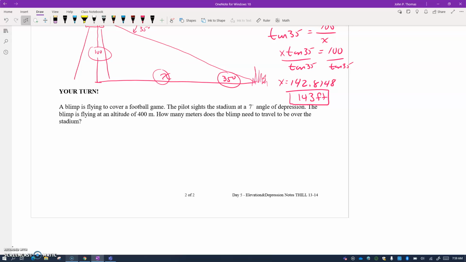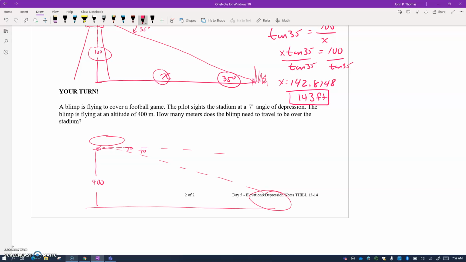If I look at the next one, it says a blimp flying over a football game. The pilot sights the stadium at a 7-degree angle of depression. So we've got a blimp up here again, 7-degree angle of depression. So off horizontal, we have 7 degrees up there. It says the blimp is flying at an altitude of 400 meters. So we've got 400 meters there.